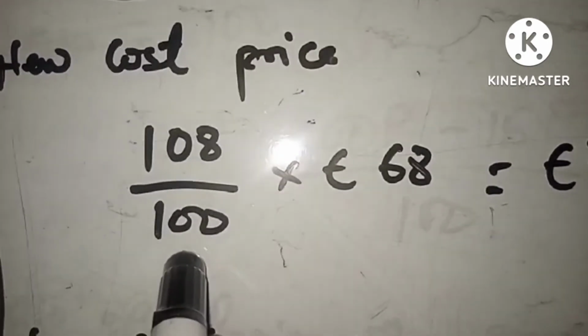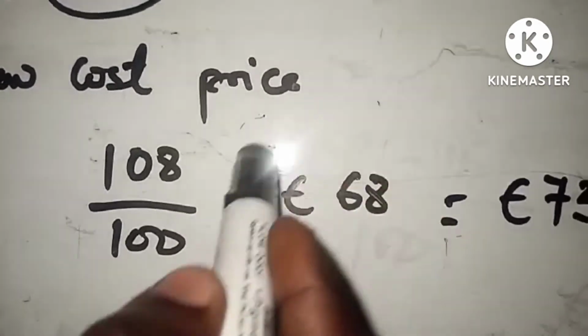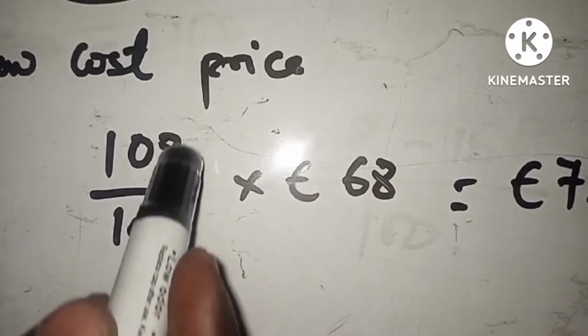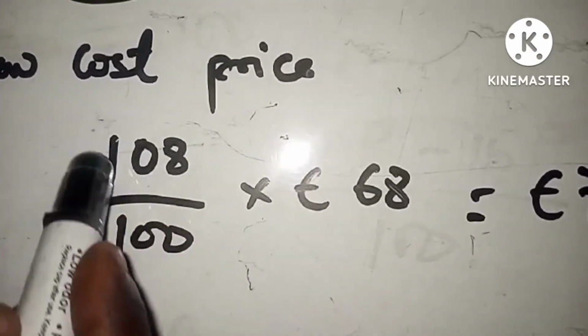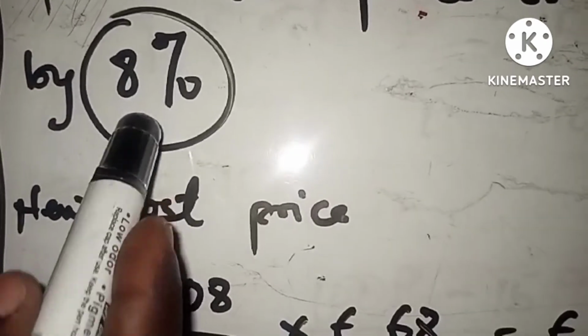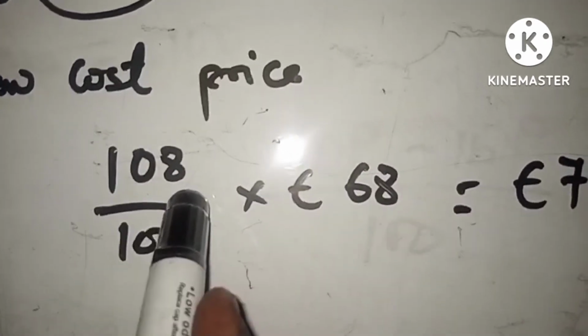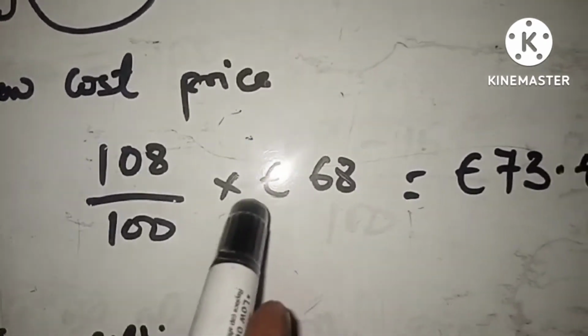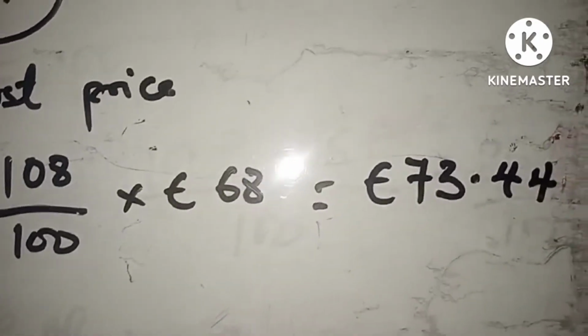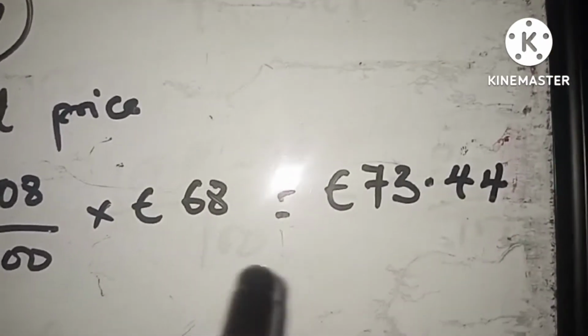That should give us 108 divided by 100, and then multiply by the price, because this is the percentage that the item has been increased. It has been increased by 8%, making it 108%. So 108 divided by 100 multiplied by 68 should give us 73.44.